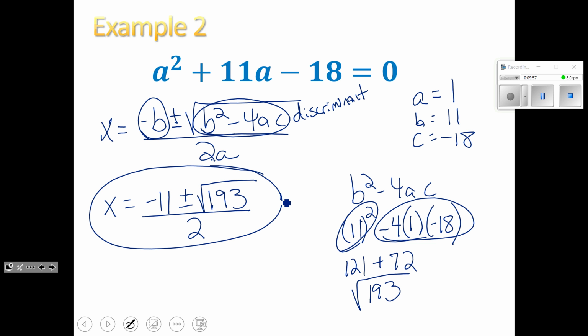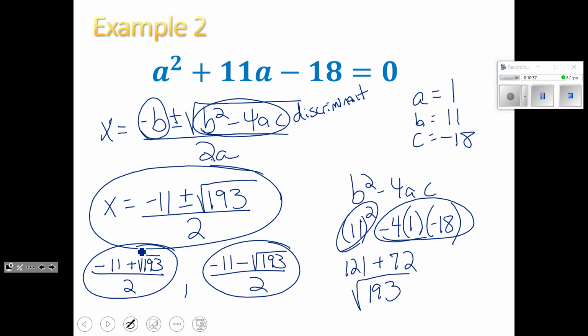Now, I will tell you, you can put this in your calculator, and you can get your zeros. It's going to be a decimal. It's going to be an irrational number, actually, a long, non-repeating, non-terminating decimal. But to do that, if you wanted to do it from here, you could do negative 11 plus the square root of 193 and then divide it by 2. Or you could do negative 11 minus the square root of 193 divided by 2. So if you wanted to check yourself, there are two answers here, one with the plus and one with the minus. That's why we say plus or minus.